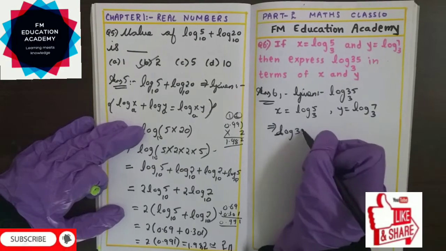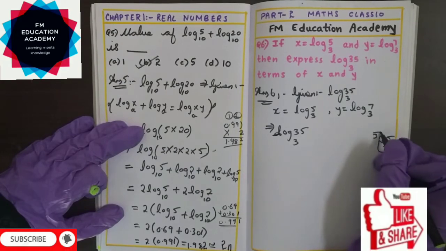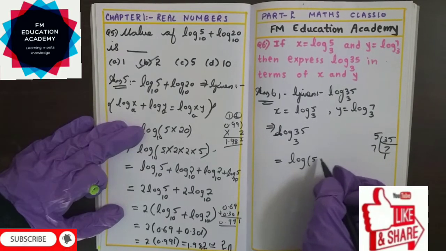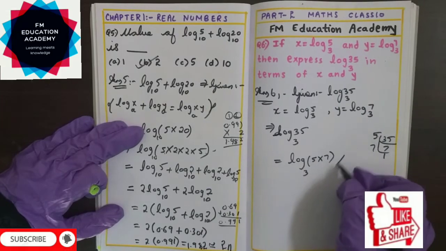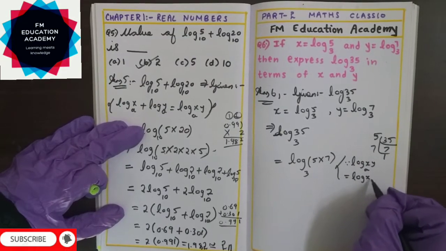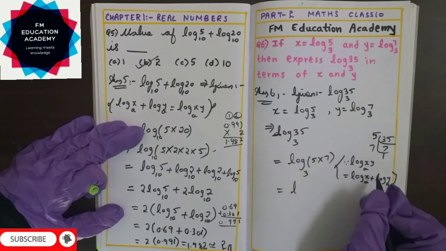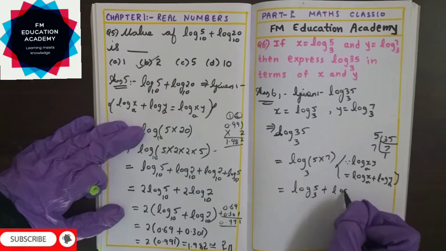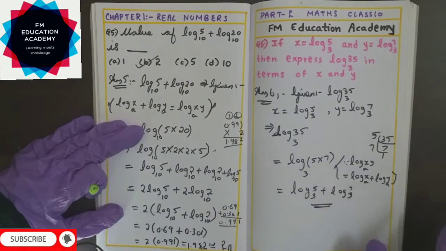Now how can we write this log 35 to the base 3? We can expand this 35 by prime factorization. We know 5 sevens are 35 and 7 ones are 7. So log 35 can be written as log of 5 into 7 to the base 3. Now this is of the form log x into y to the base a. We know log x into y to the base a is equal to log x to the base a plus log y to the base a. So we can write this, where x is 5 and y is 7, as log 5 to the base 3 plus log 7 to the base 3. Since here we have base 3 and base 3, we cannot find out the value, so we stop here since it is a 1 mark question.